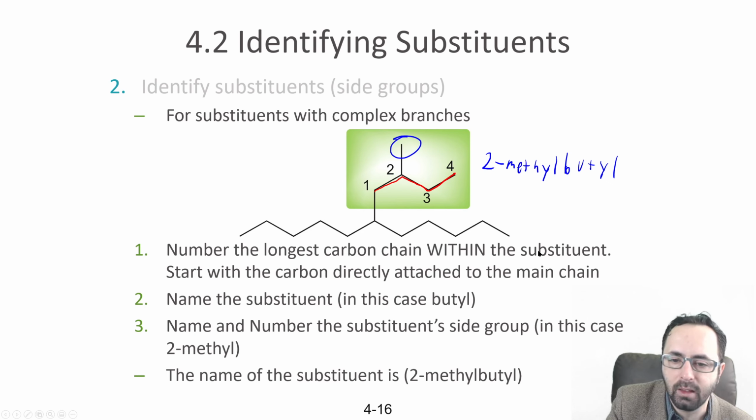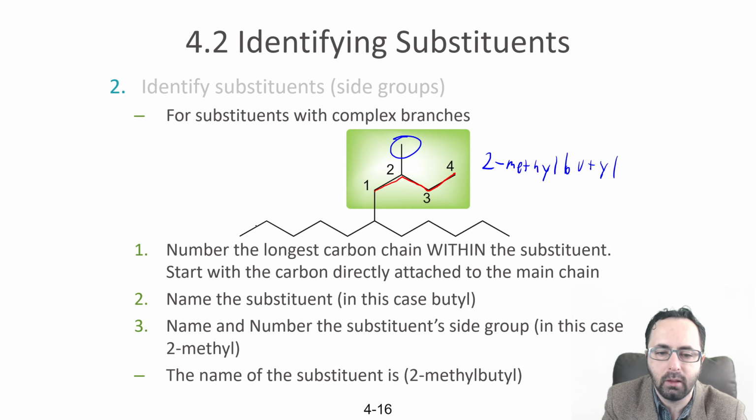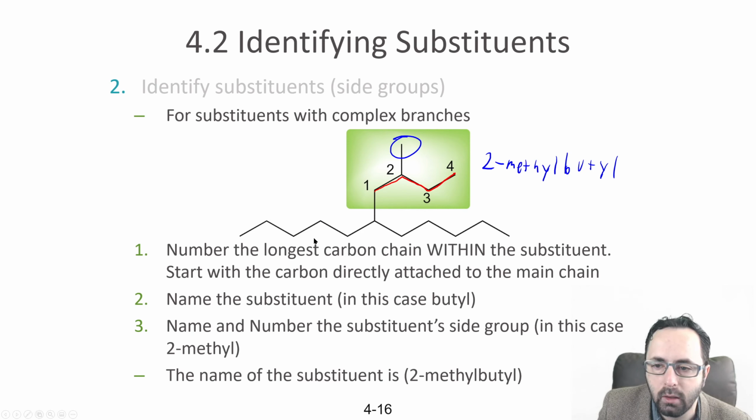And then to complete the name, we've got a very long parent chain right here, which contains 1, 2, 3, 4, 5, 6, 7, 8, 9, 10, 11. 11 carbons in it. So it'd be undecane at the end.